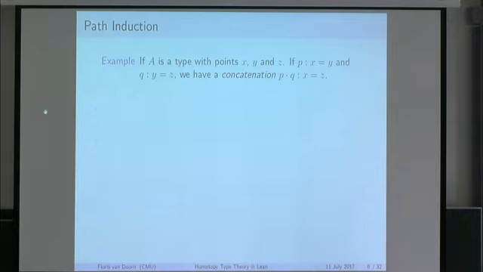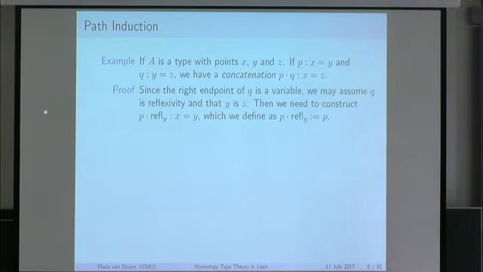So here's an example which I want to prove using path induction. This is the concatenation of paths. If I have a path from X to Y and a path from Y to Z, I want to construct a path from X to Z. And of course this also corresponds to transitivity of equality.